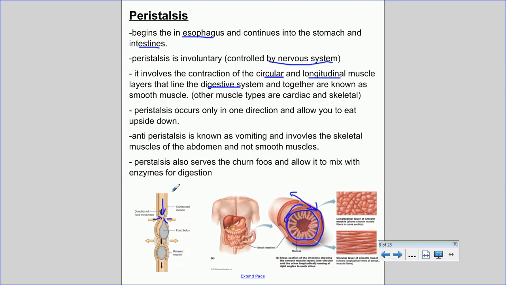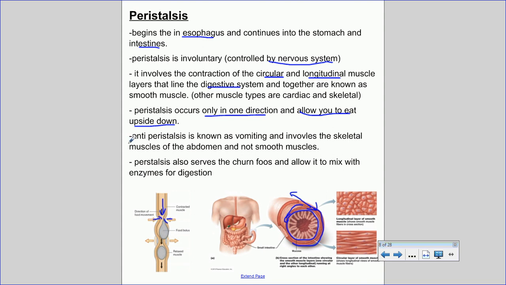Now, there are several things that peristalsis does that are good. Peristalsis only goes in one direction, and this is what allows you to eat upside down. Or if you don't eat upside down, you've probably eaten some potato chips or something while lying on the couch or in bed. And when you swallow those potato chips, that's what allows that food to move from your esophagus into your stomach.